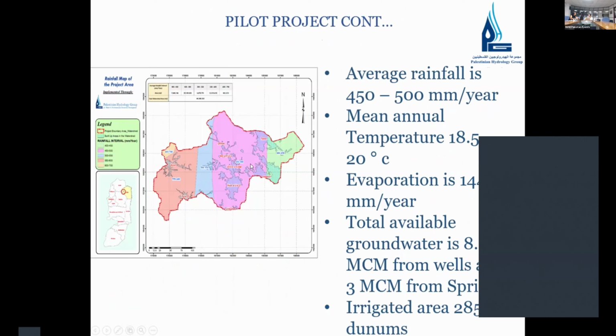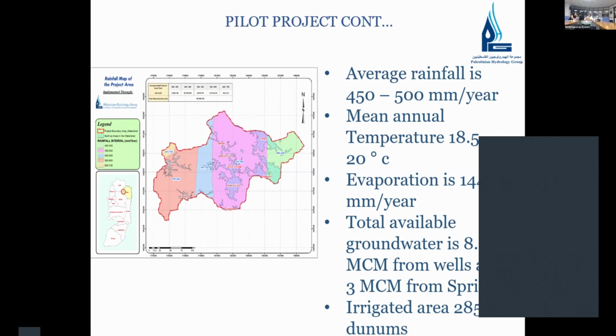In terms of the characteristics of the pilot area, the average rainfall ranges from 450 to 500 millimeters. In the upper part of the catchment, it goes down to 200 millimeters per year in the lower part of the catchment. The temperature, of course, varies from 18.5 to 20 degrees Celsius, and evaporation reaches 1,440 millimeters per year. The catchment is rich with groundwater, and of course, it has around 8.8 million cubic meters per year.